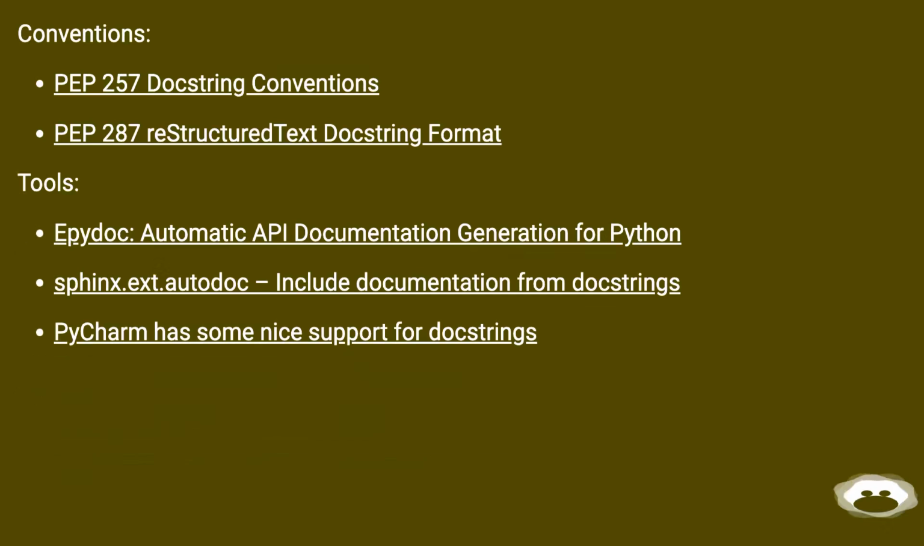Conventions. PEP 257 docstring conventions. PEP 287 reStructuredText docstring format. Tools. Epydoc, automatic API documentation generation for Python. Sphinx.ext.autodoc, include documentation from docstrings. PyCharm has some nice support for docstrings.